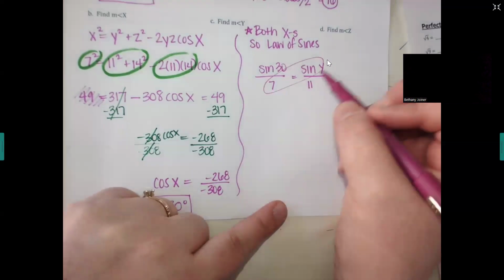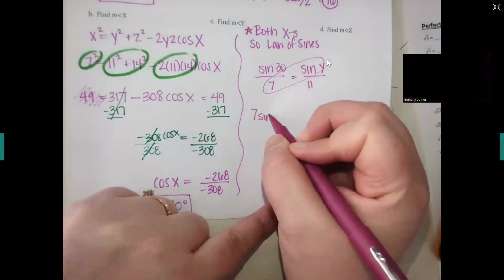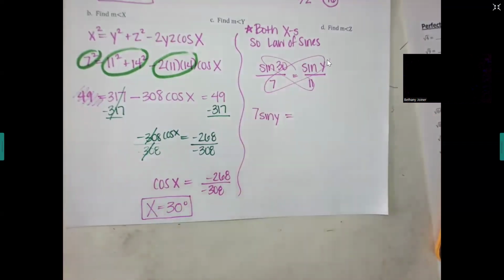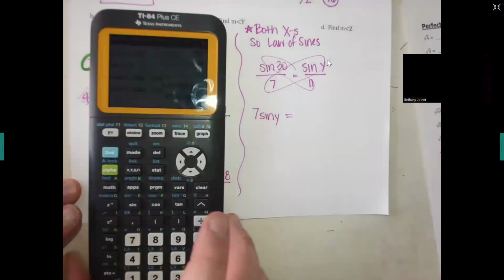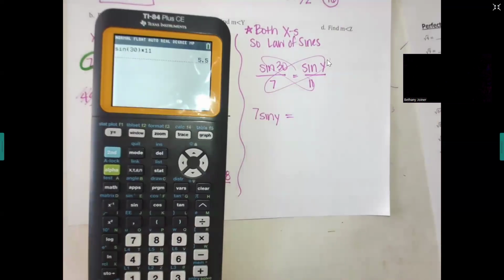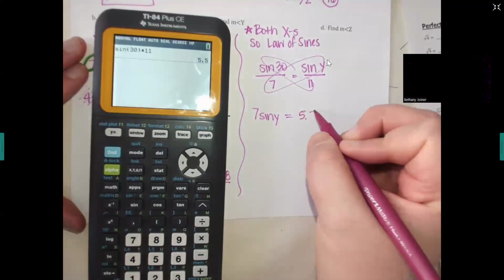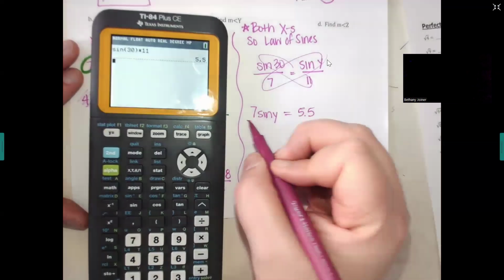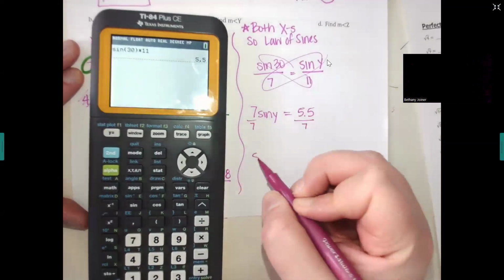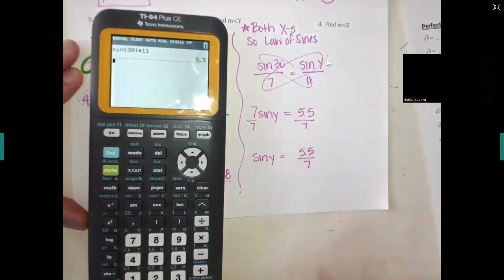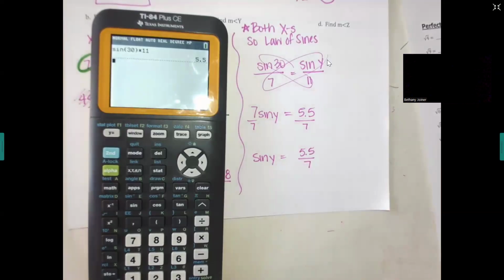7 sine y, we're going to leave it alone. But sine 30 times 11, you're going to put that in the calculator. So calculate sine 30, close the parentheses, times 11. Yeah, I got 5.5 for that. Next step, divide that 7 out of the way. So that I have sine y is 5.5 over 7. And then what would my last step be?